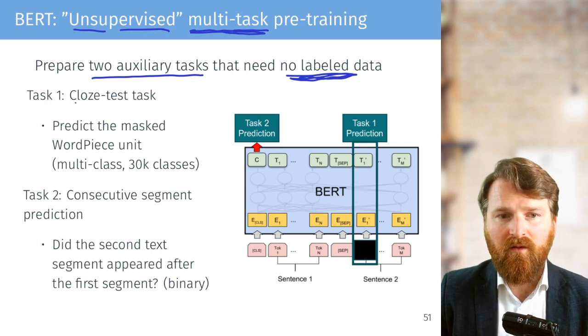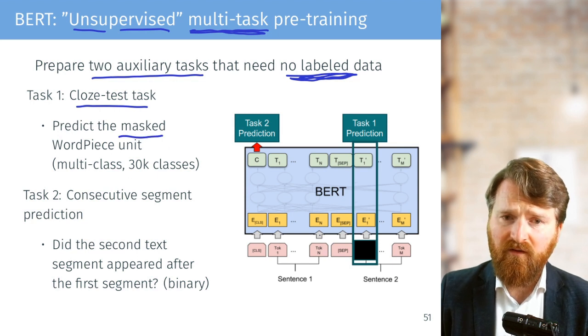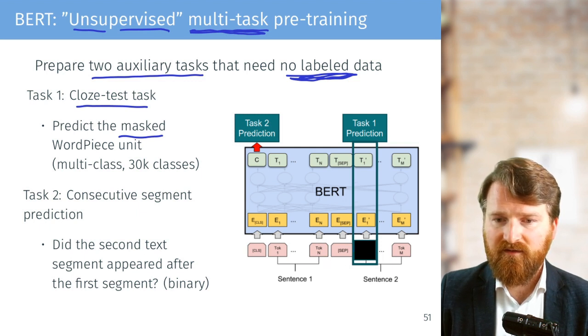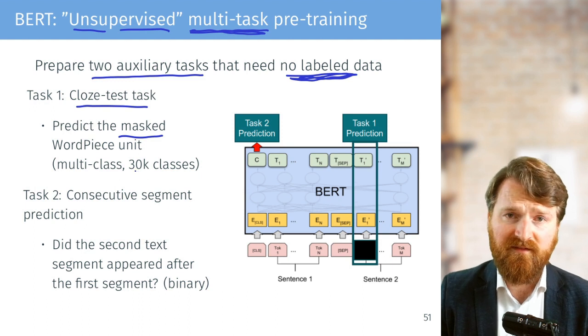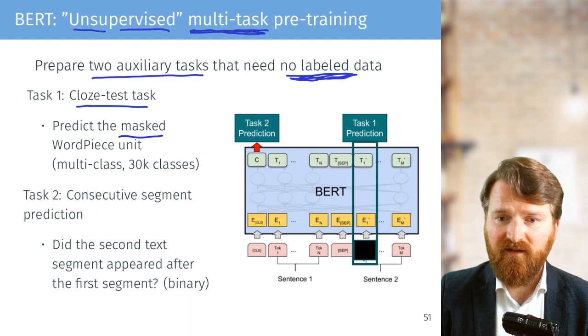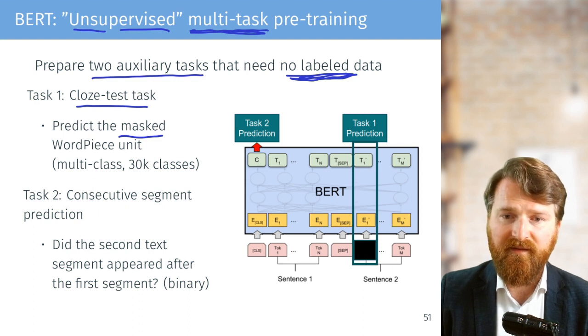One is the so-called cloze task. So we want our network to predict masked word piece units. So here, if I go to this architecture of BERT, we randomly take a token and just mask it, make it a gap. And we want the network here to output the prediction of this token. So we have like 30K classes. If we have 30,000 word pieces, this is a 30K classification. So we want to predict the missing token here, or missing word piece unit.